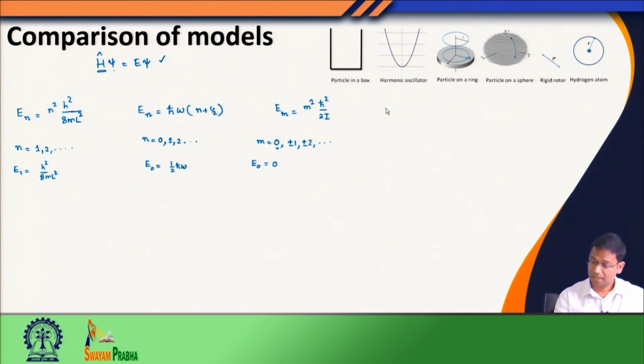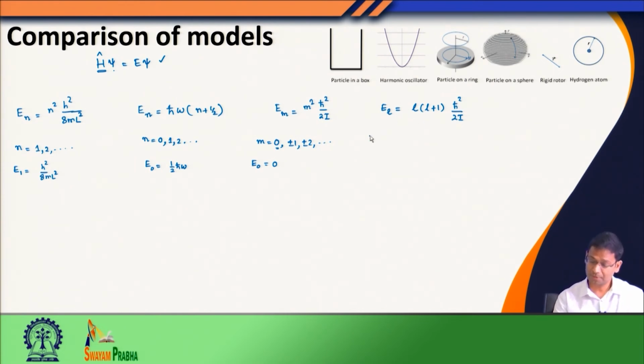Going to the particle in a sphere problem, where E was given as a function of L, the energy levels came out to be, where in this case I is the moment of inertia given as m r square. M is the mass of the particle and r is the radius of the ring or radius of the sphere that this particle is experiencing.